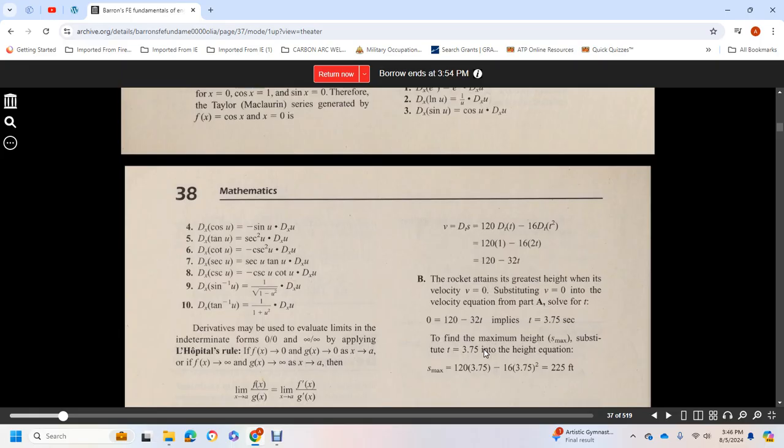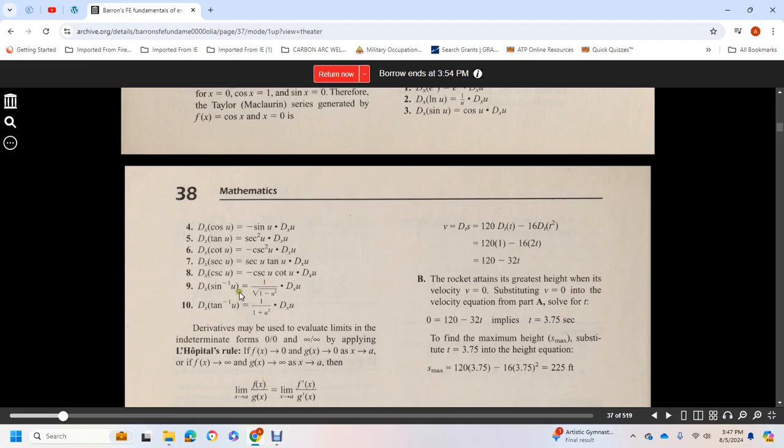The derivative of cosine u is negative sine u times du/dx. The derivative of tangent u is secant squared u times du/dx. The derivative of cotangent u is negative cosecant squared u times du/dx. The derivative of secant u is secant u times tangent u times du/dx. The derivative of cosecant u is equal to negative cosecant u cotangent u times du/dx.